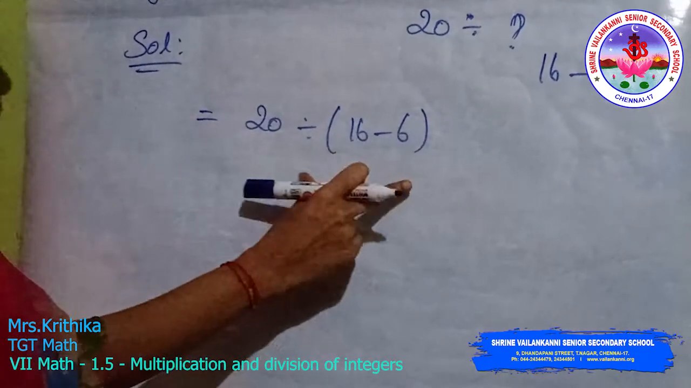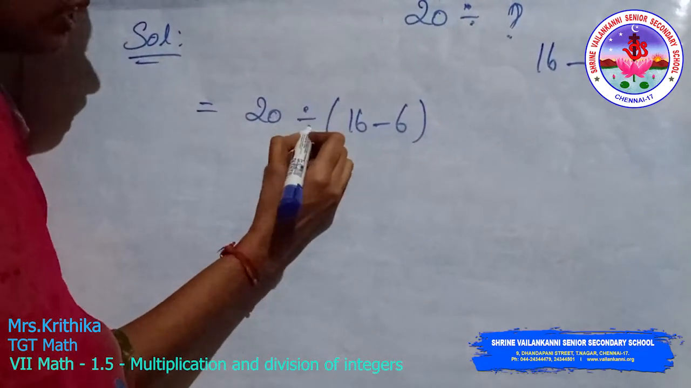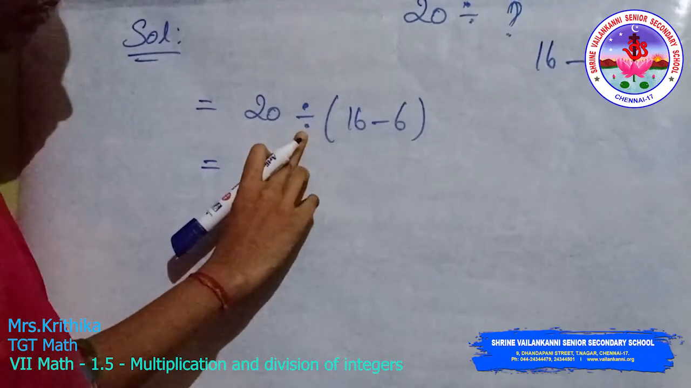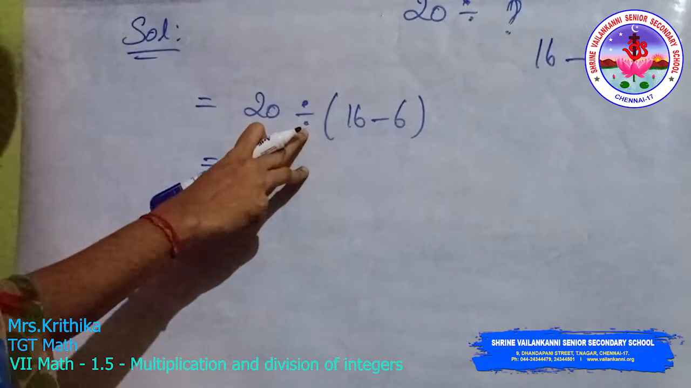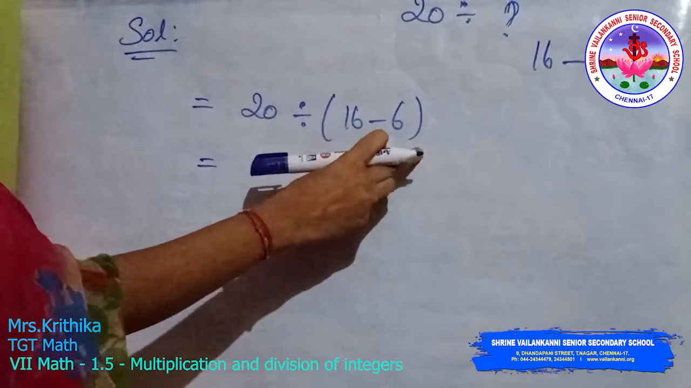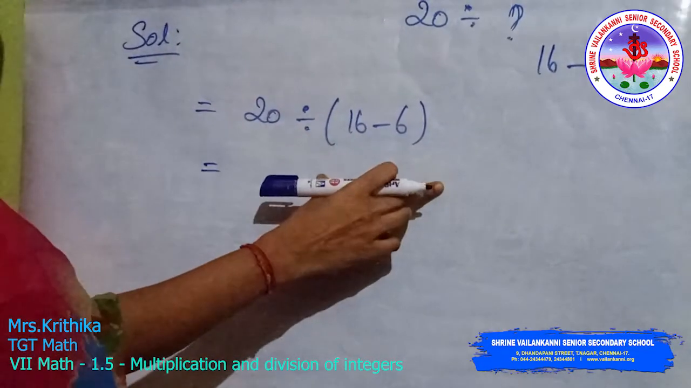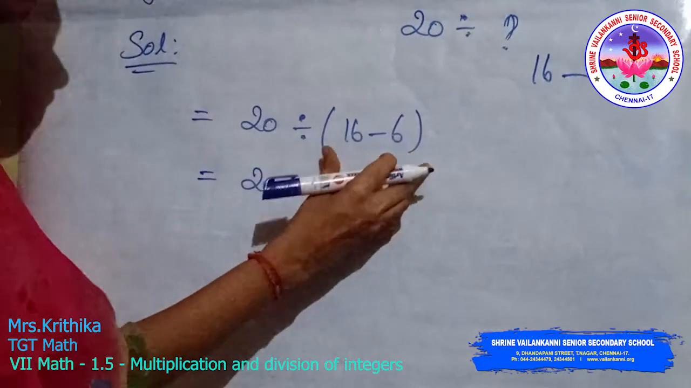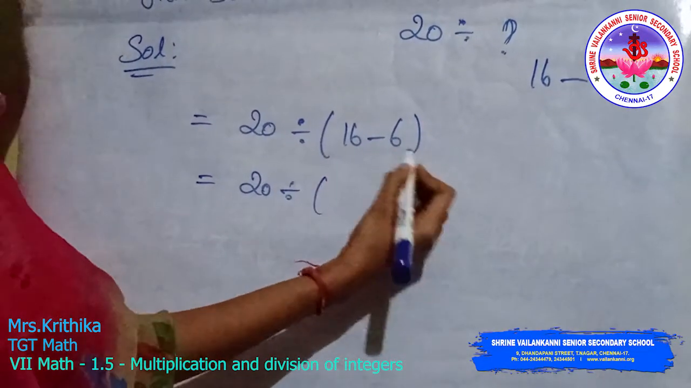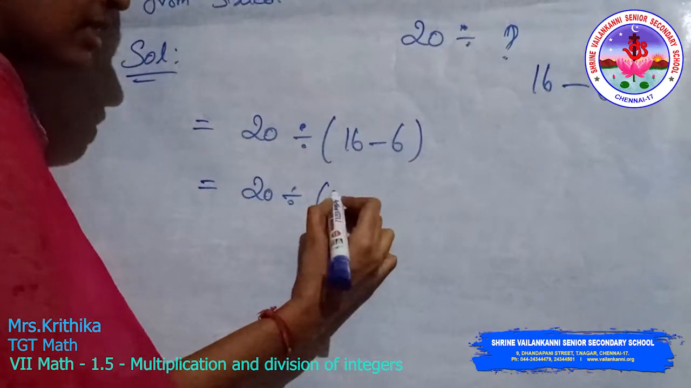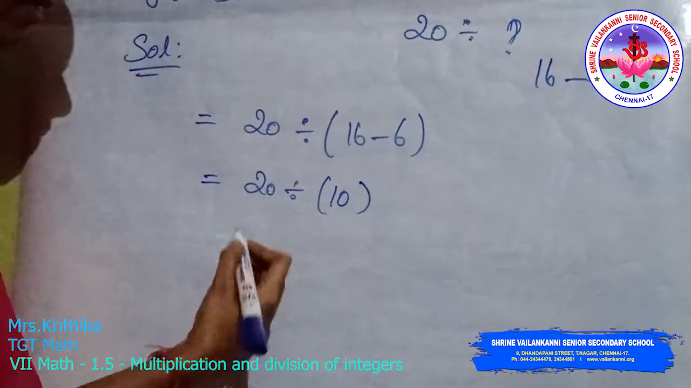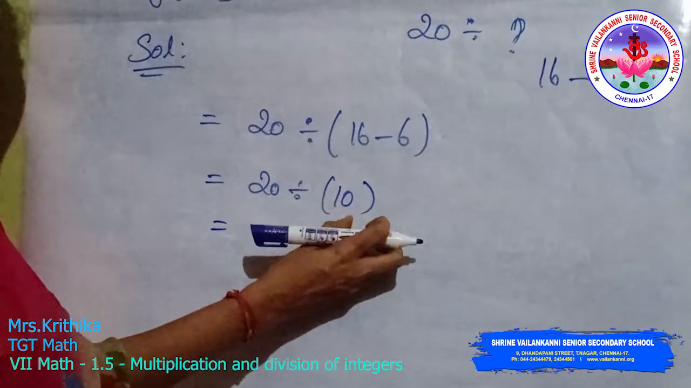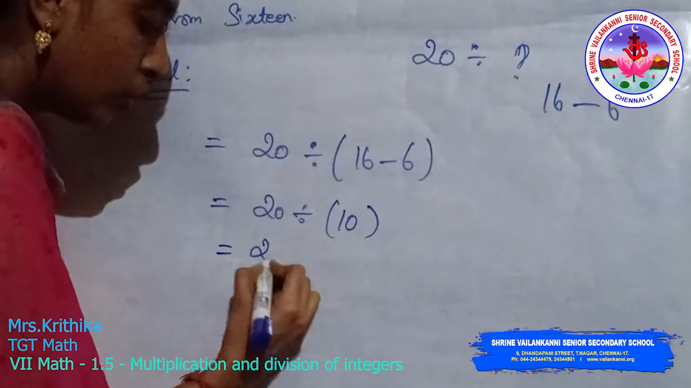Next, you can simplify this expression using BODMAS. Here, having division and brackets. The first priority goes to brackets. 20 divided by, the bracket value is 16 minus 6 is 10. The value is 10. Next one, 20 divided by 10, the value is 2.